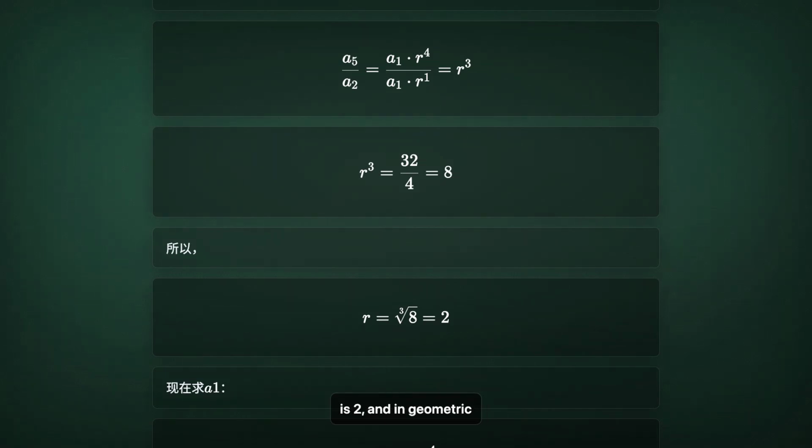Since the cube root of 8 is 2, and in geometric sequences the common ratio can be positive or negative, but from the positive given terms, we assume r is positive to maintain consistency. Next, we find a sub 1 by substituting r back into one of the equations. a sub 1 equals a2 divided by r, which is 4 divided by 2, giving a sub 1 equals 2. This step ensures we have both parameters needed to find any term.